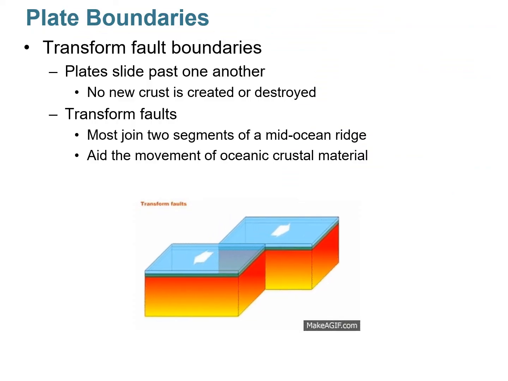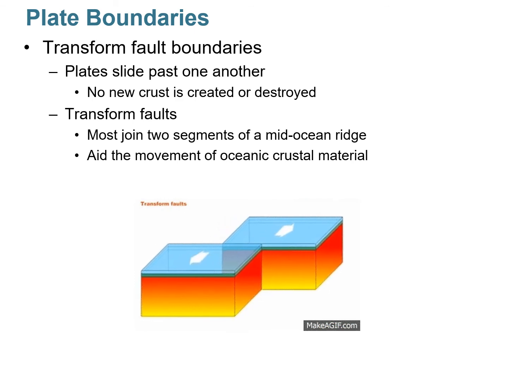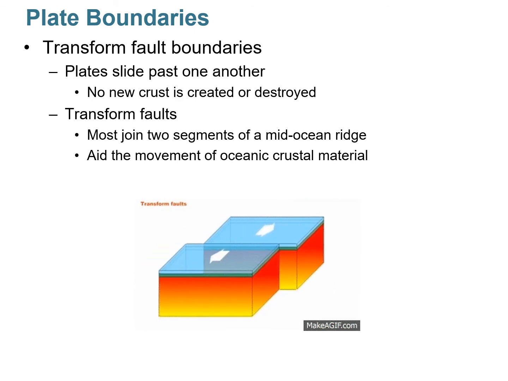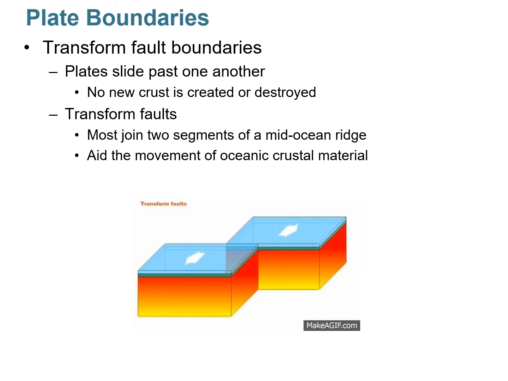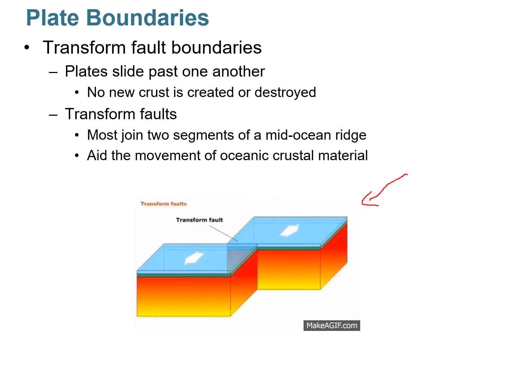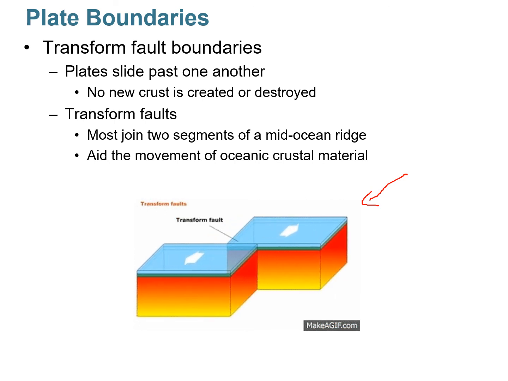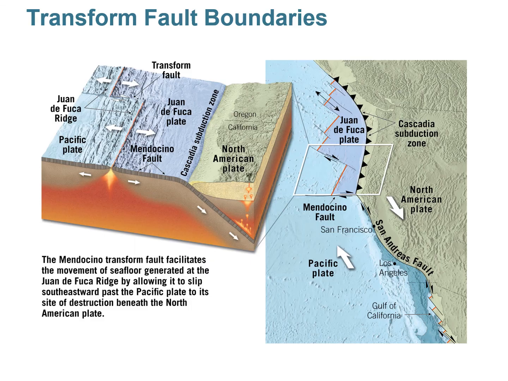Okay, then there are transform plate boundaries, and this is where two tectonic plates slide past one another. So they're not colliding into one another, they're not moving away from each other. They're moving side by side, okay, grinding past each other like you see in this GIF here. So no crust is created or destroyed, okay. Most of them occur in the ocean floor, okay, and they help accommodate movement of two spreading centers.